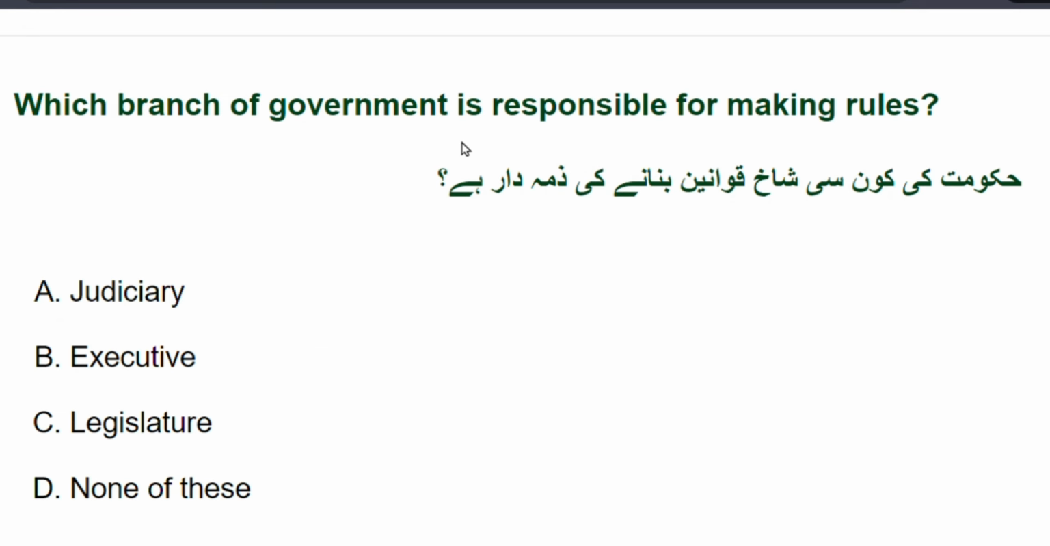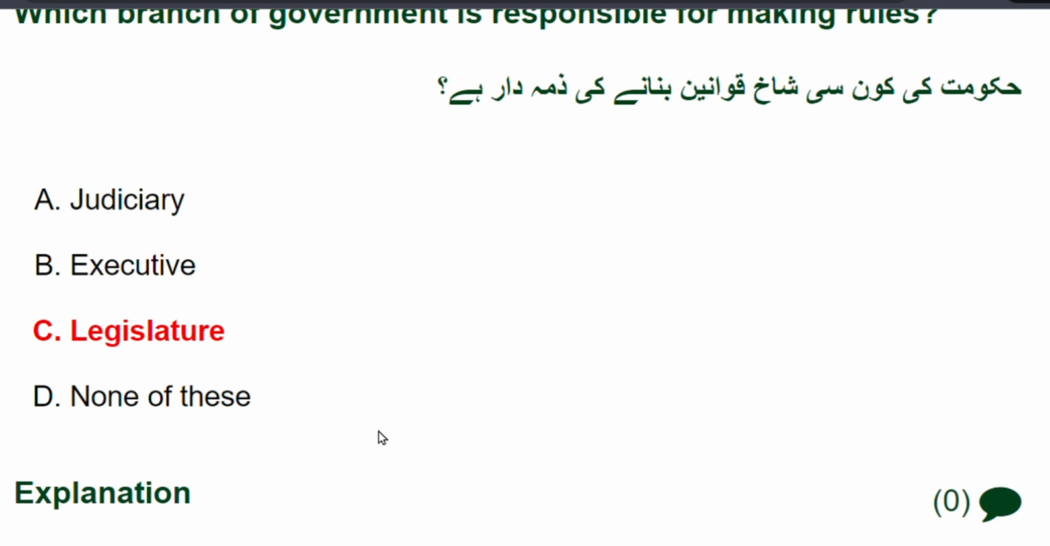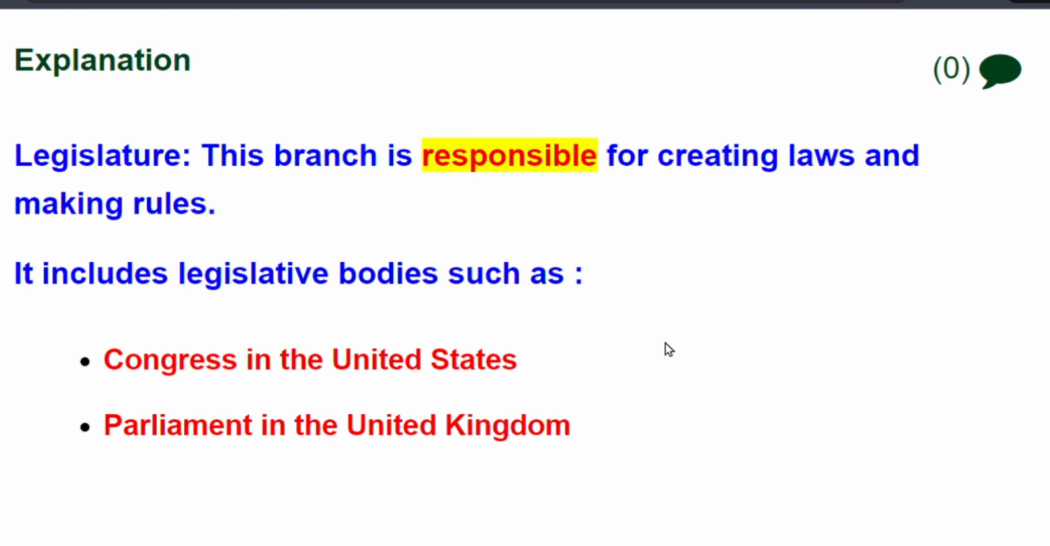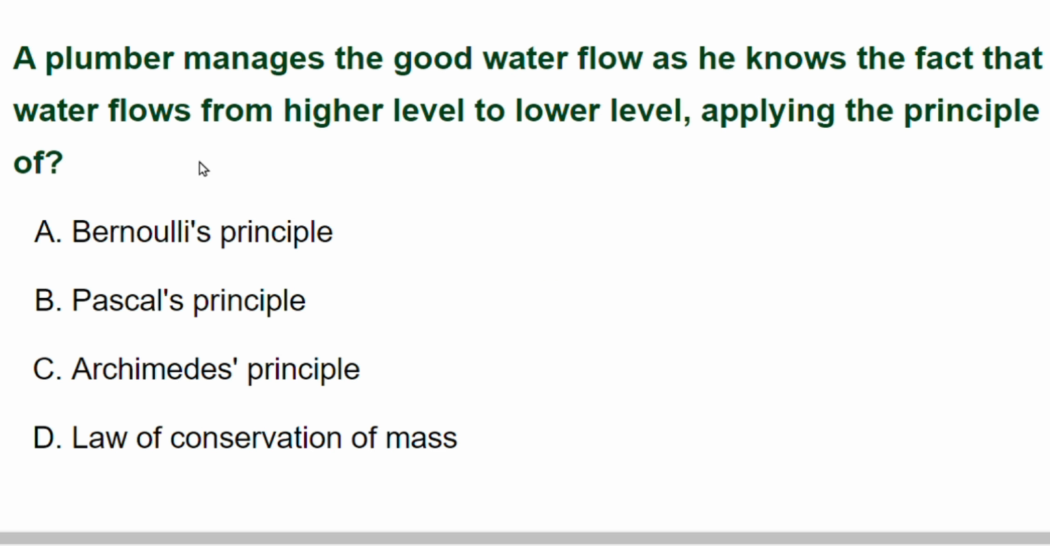Which branch of government is responsible for making rules? Legislature. The legislature is the branch responsible for creating laws and making rules. It includes legislative bodies.